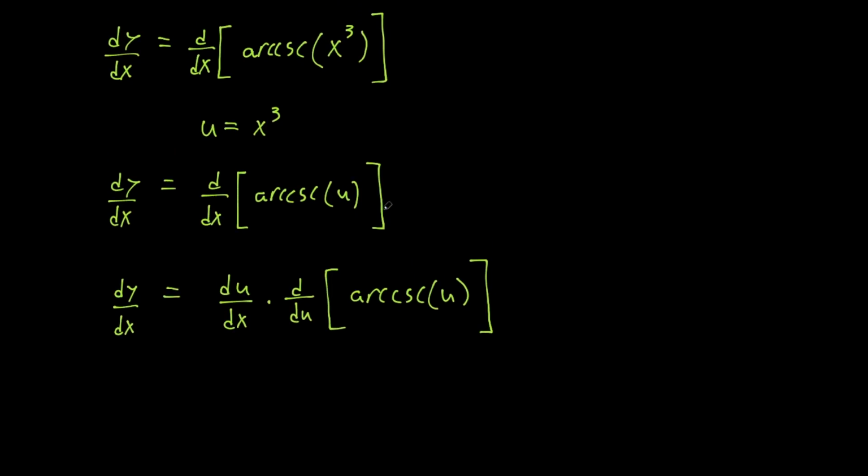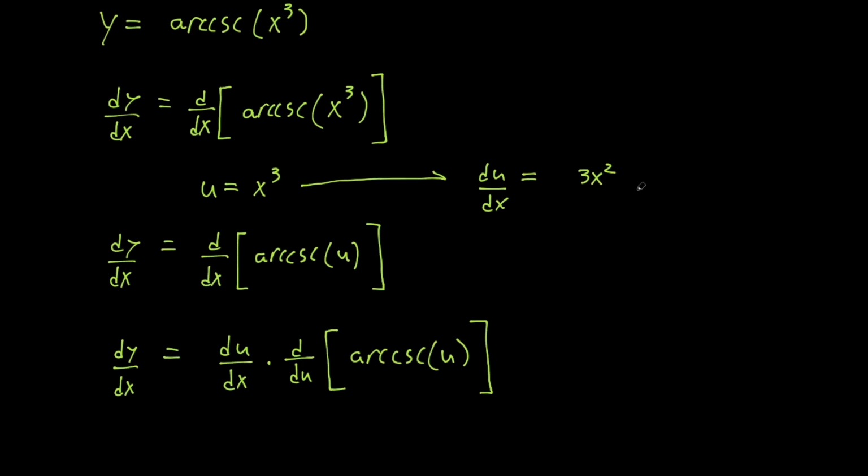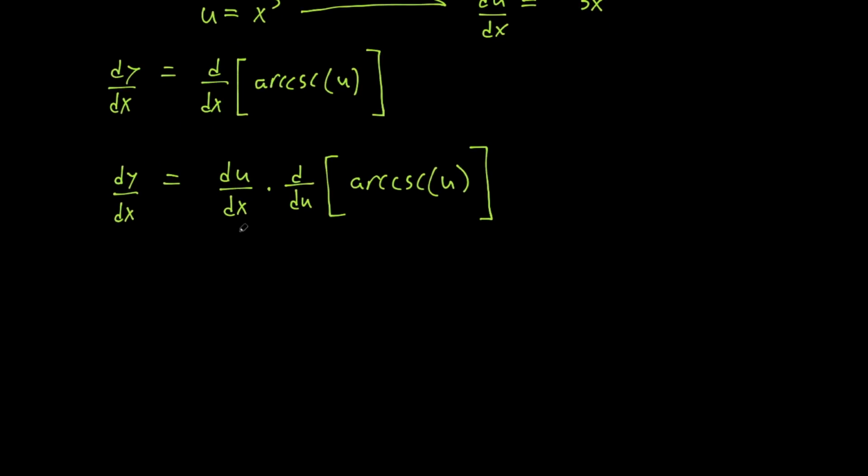And let's go back up here to evaluate du/dx. So the derivative of u with respect to x, we can just use the derivative power rule here and get 3x squared. So we have du/dx equals 3x squared. All right, and we're going to multiply that by the derivative of arc cosecant of u.